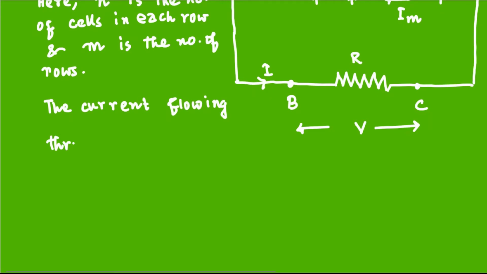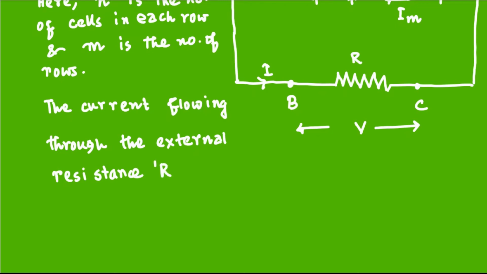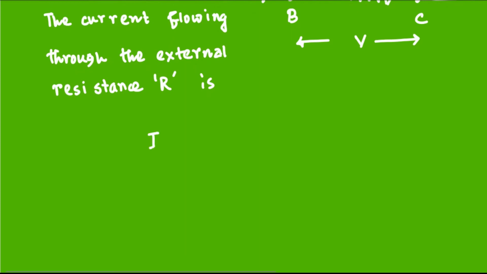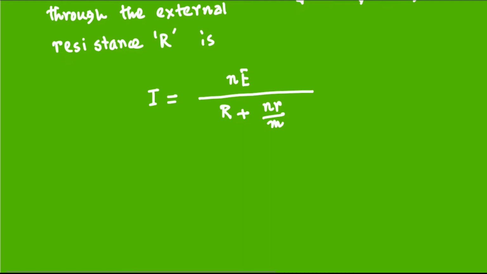The current flowing through the external resistance R is given by I equal to total EMF divided by total resistance. Total EMF in each row is nE, and that is also the total EMF of mn number of cells. So I equals nE divided by R plus nr by m, where R is the external resistance and nr by m is the total equivalent internal resistance.